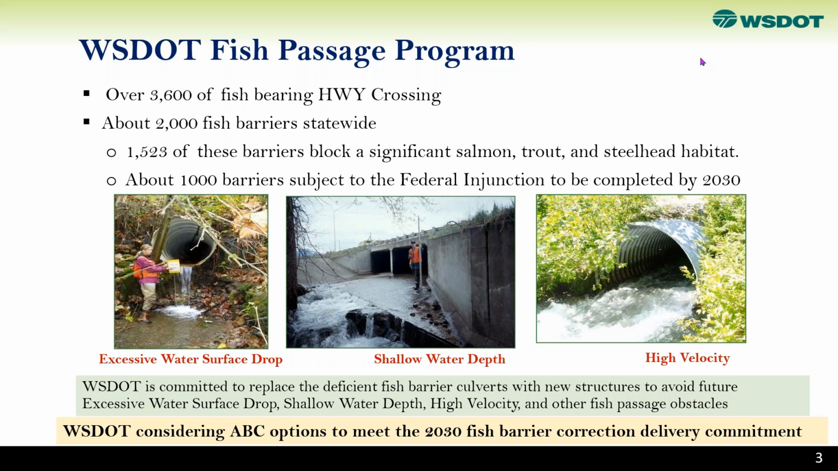And there's a couple of pictures at the bottom here that give you an idea of the sort of challenges for salmon. If you're a fish trying to get upstream, you can see an excessive water drop where it's impossible for salmon to jump up to the culvert. We have a lot of situations where we have shallow water depth and the salmon can't get upstream due to the limited water. And we also have a lot of high velocity situations where the stream has been constrained and the water velocity is so high that the fish can't make it upstream at all. And all these barriers really prevent salmon from moving upstream and spawning and basically increasing their population. And the bulk of this presentation talks about how we're using ABC to help address many of these barriers.